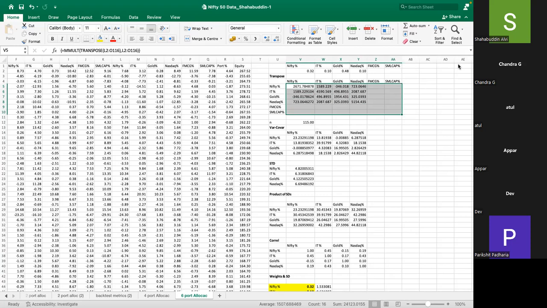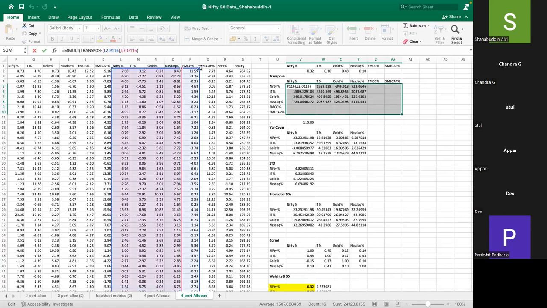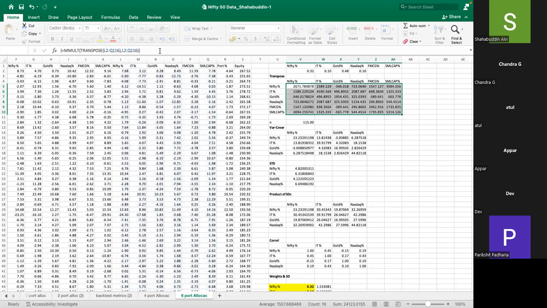Now go to your formula bar. That will become, instead of L2 to L16, it will become Q. Go to the formula bar and change. Okay. Now press Control Shift Enter. Yes. You got it, right? So now do that for where?